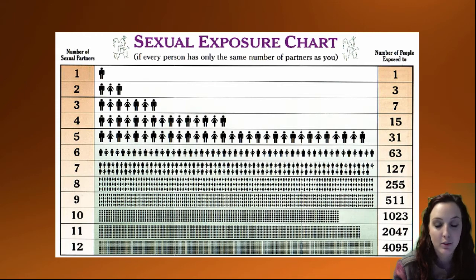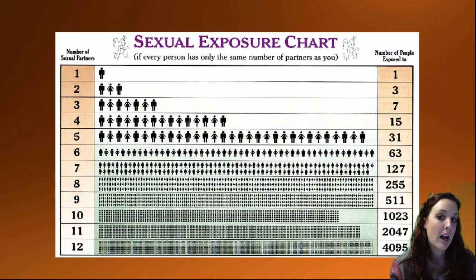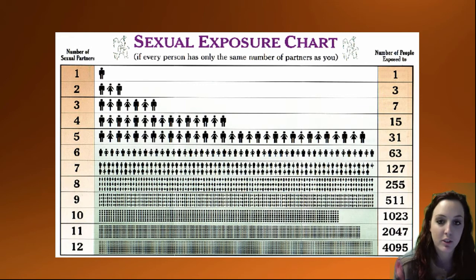And if you've only had sex with one person, that's great. But if that person has had sex with more than just you, you are at risk for a sexually transmitted disease. If you and your sexual partner have both engaged with five other sexual partners, you have the potential to have a sexually transmitted infection spread from 31 different people. This is how this works.